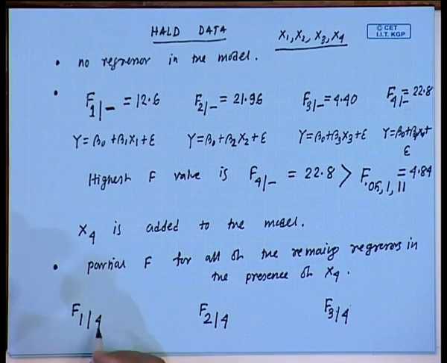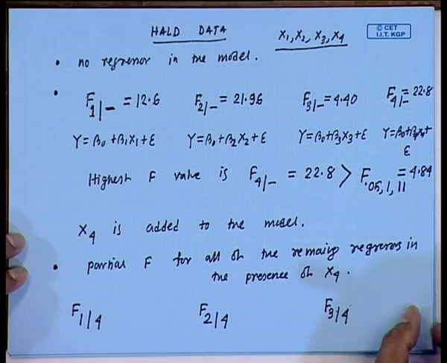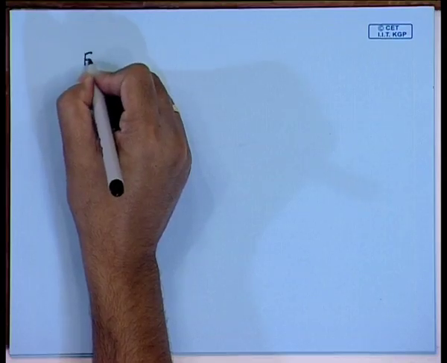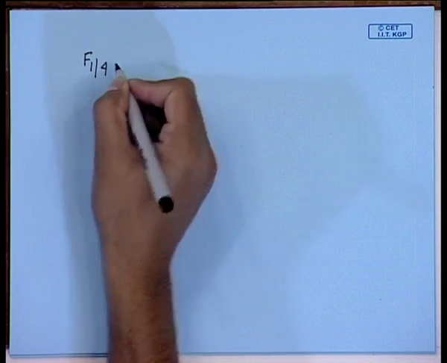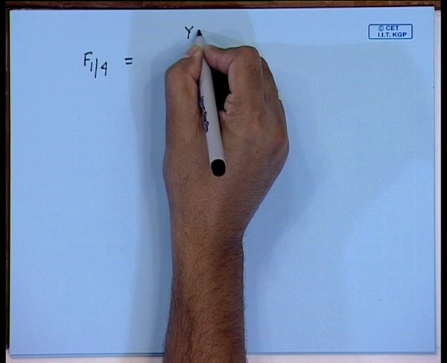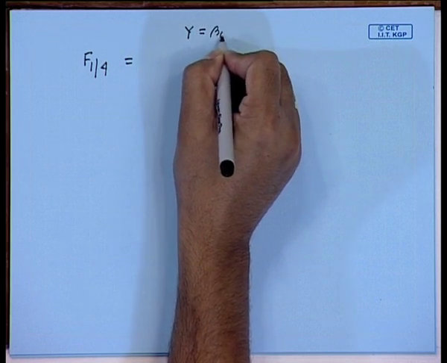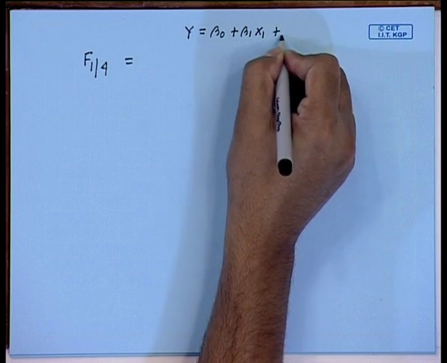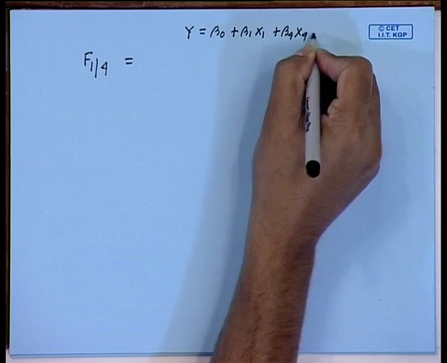Well, I hope that you know how to compute this value. For example, F1 given 4, that means you have to consider the model y equal to beta naught plus beta 1 x1 plus beta 4 x4 plus epsilon.